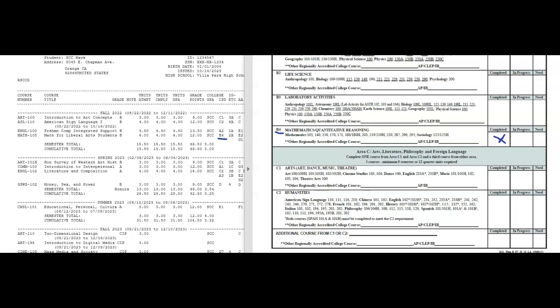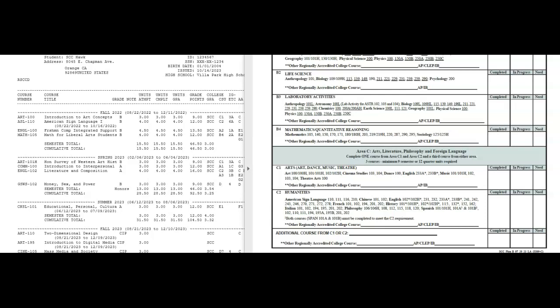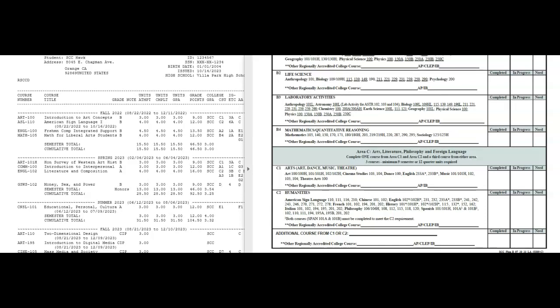But you might also come across a class that has 2 markings on it. Basically, this English 102 has 2 markings. That means that it has 2 areas that the class can belong to. You have to figure out where you want to use the class. Are you going to use it as part of area C2, which is the humanities, or you can use it under area A3.